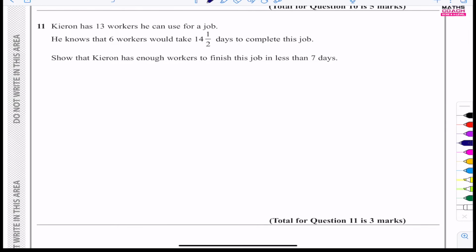Question 11. Kieran has 13 workers he can use for a job. He knows that 6 of the workers would take 14.5 days to complete this job. Show that Kieran has enough workers to finish this job in less than 7 days.